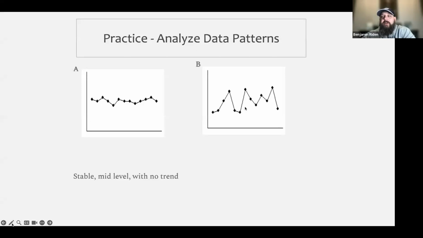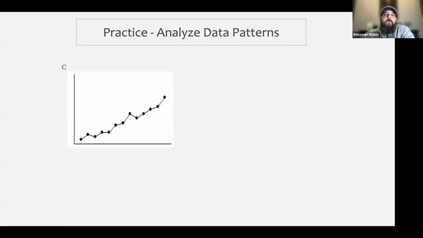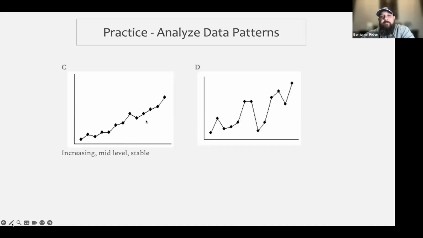Well, let's look at this set of data. Go ahead and think about how you would describe this. So here we would describe these data as variable at a mid-level, because remember, we're going to look at the mean, and there's really not much of a trend there. Let's look at C. So remember, we're doing the average. How would you describe these? We would call it an increasing trend at about a mid-level, and the data are still fairly stable.